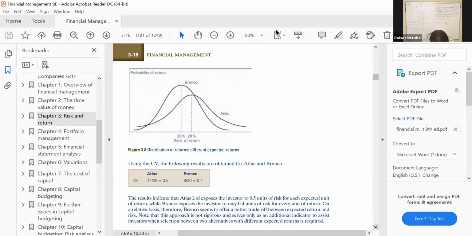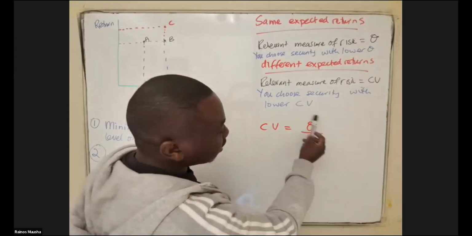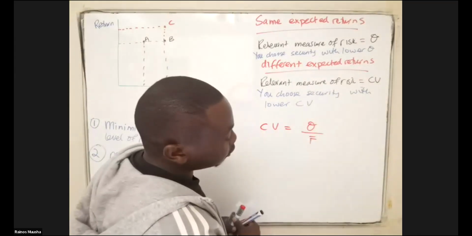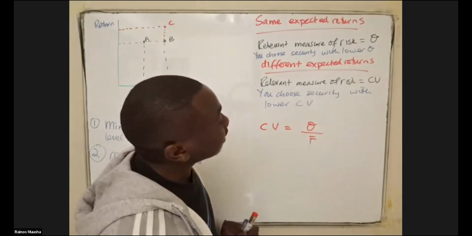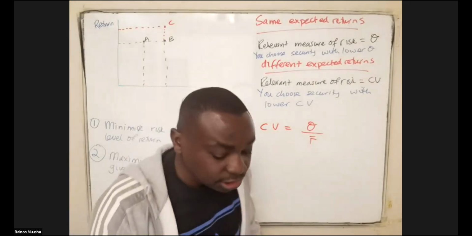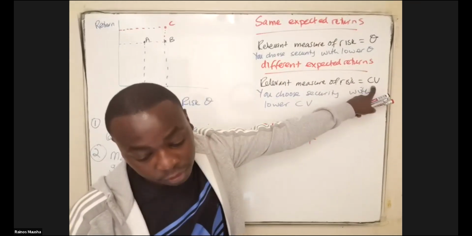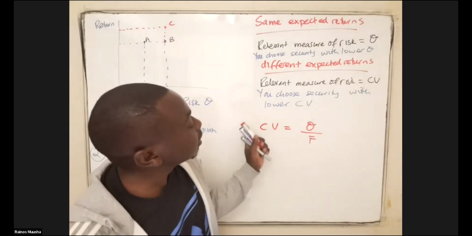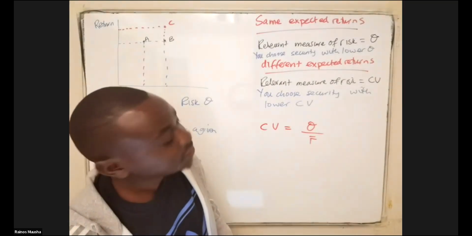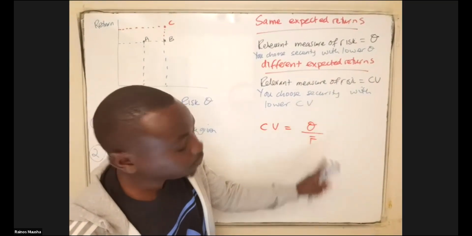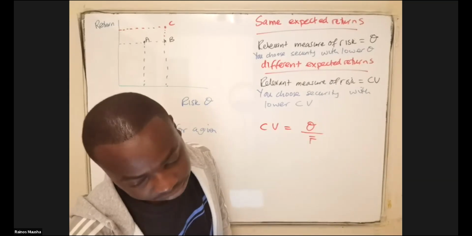As a rule of thumb, your coefficient of variation tells you how much risk you are exposed to as an investor per unit of expected return. So whenever you see securities with different expected returns, your relevant measure of risk will be the coefficient of variation. Your choice will be the investment with the lower coefficient of variation, because it gives you a lower risk per unit of expected return. Please take note of this as a rule of thumb.